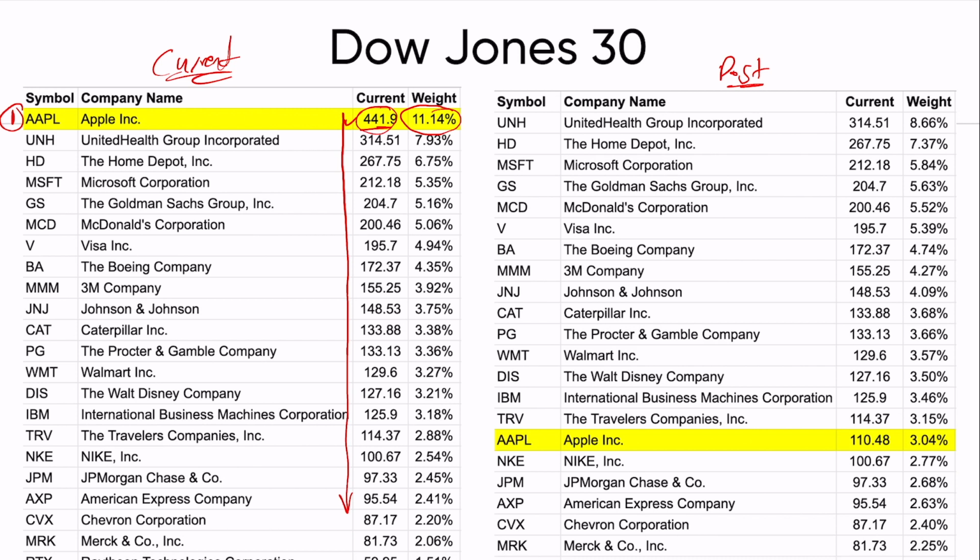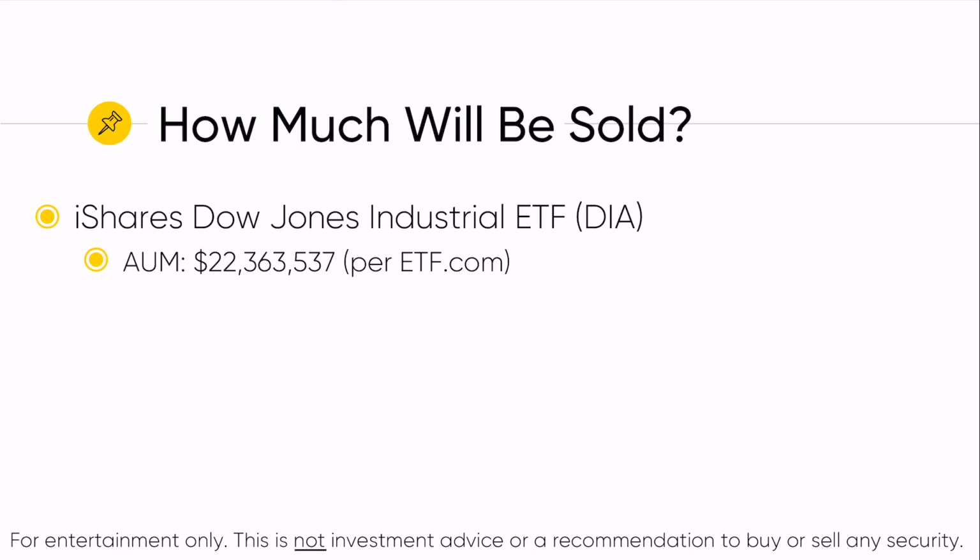Once they do the stock split, their stock price is going to drop to roughly 110 if it happened today, which means their total weighting in the Dow is going to go from 11.1 to 3.04. And that means that on the date of the next rebalance for the Dow, they're going to reduce the weighting in Apple, and that means that all the ETFs that track the Dow are also going to sell Apple stock. So how much is that going to affect the stock?